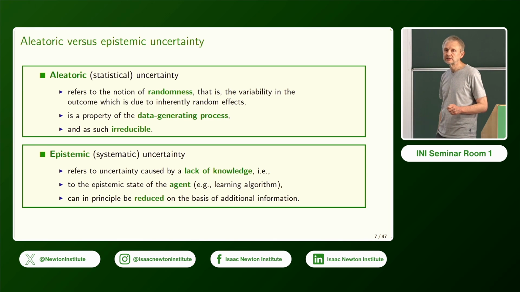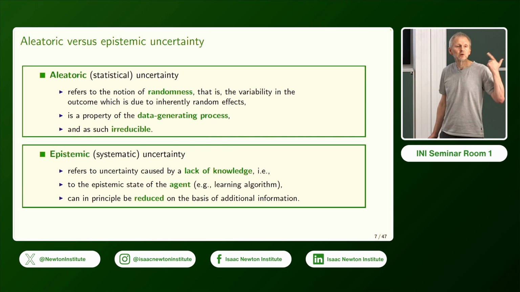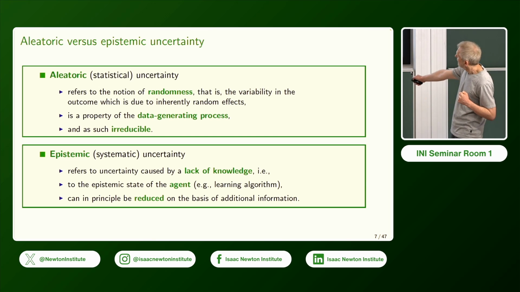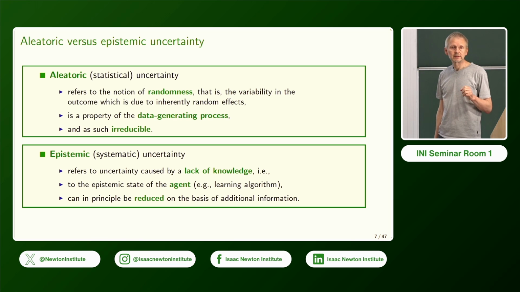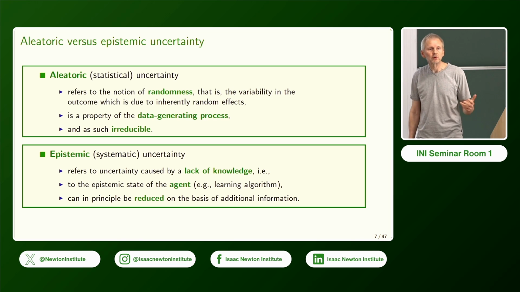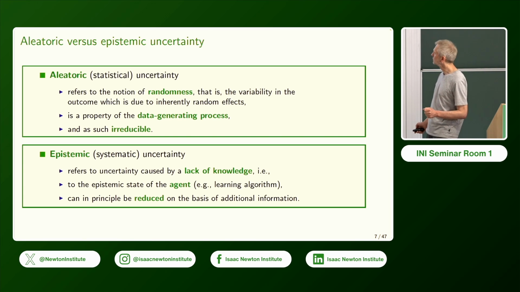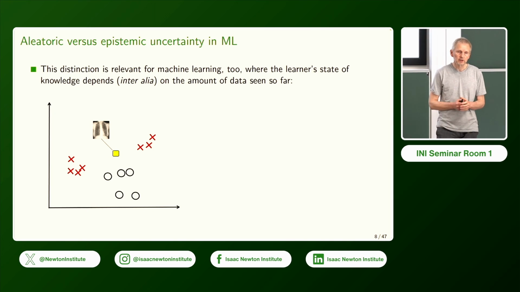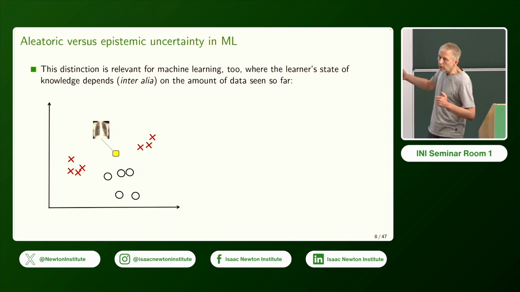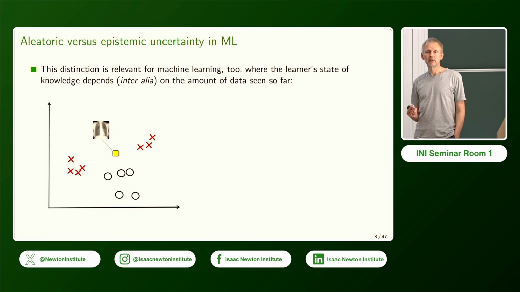Epistemic uncertainty, on the other side, refers to the knowledge, the epistemic state of the agent, the learner in our case, and to a lack of knowledge of the agent, and as such, it is reducible in principle by collecting more information, more data, more whatever external information you can think of. And this distinction, arguably, is also relevant in a machine learning context, where, of course, the state of knowledge of the learner depends very much on the quantity and quality of the data it has seen so far.